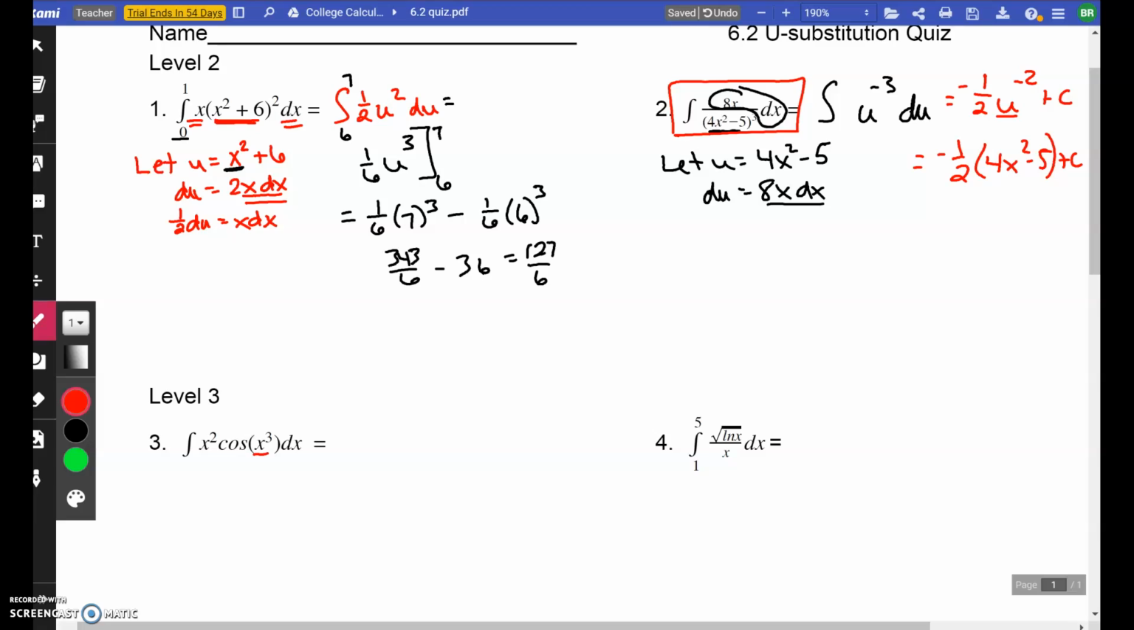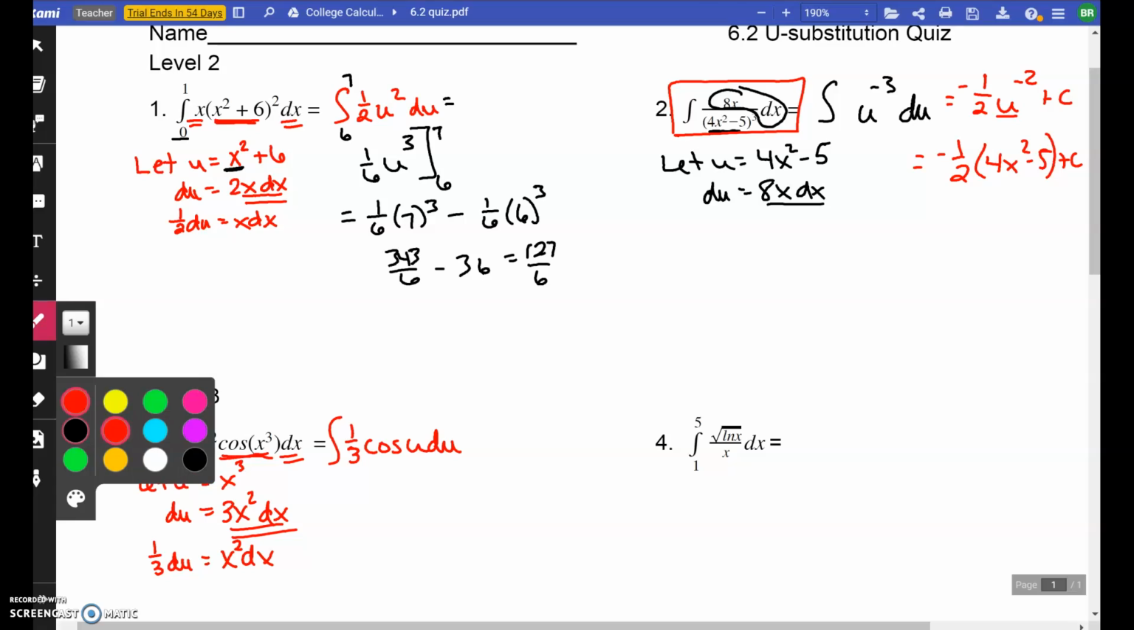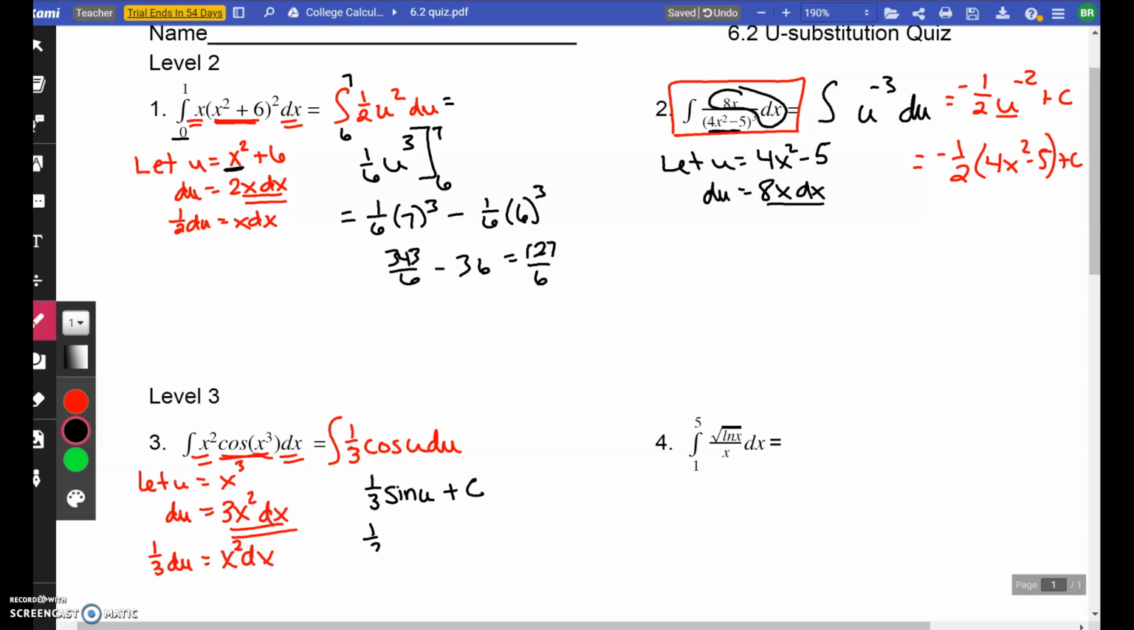Here our inside function is x cubed, so we're going to let u equal x cubed. du is then 3x squared dx. So converting it, I've got cosine of u. Now I've got x squared dx. x squared dx I can rewrite as equal to 1/3 du. So I'm going to substitute that in there. So I've got my 1/3 du. Leave the integral sign. Now I'm going to take the antiderivative. What is the antiderivative of cosine? Well, it is sine, since the derivative of sine is cosine. So I have the 1/3 out in front. I've got plus c, and then convert back to x's.